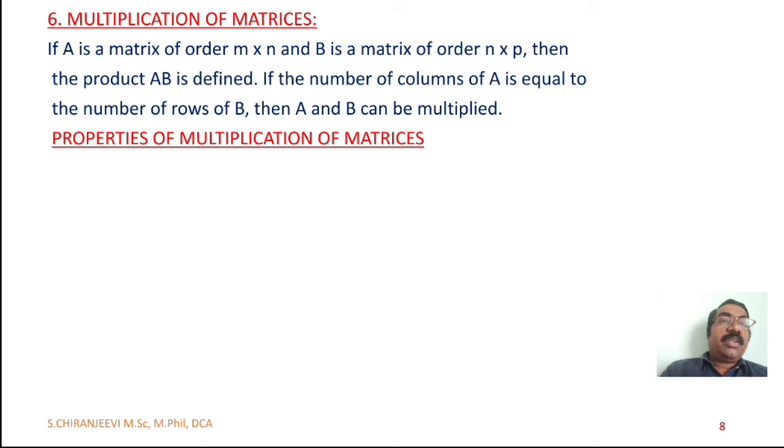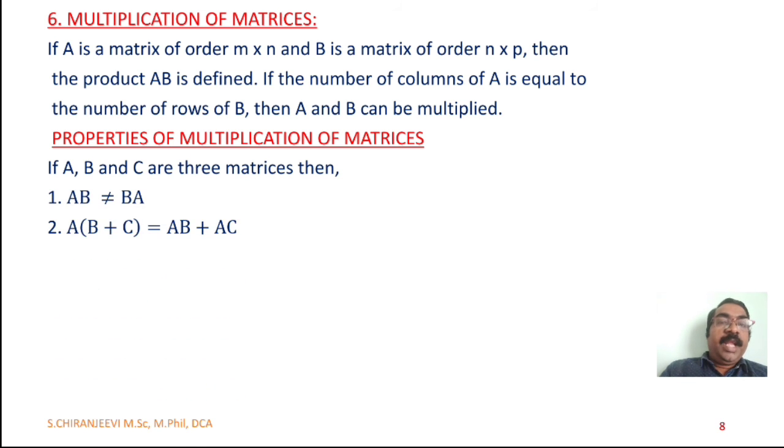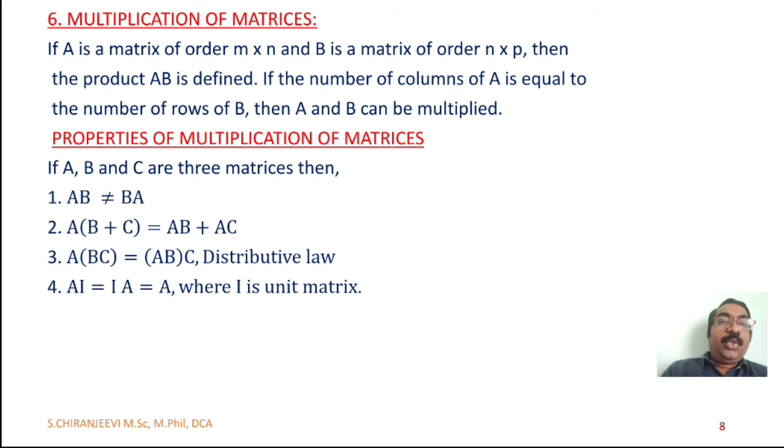Properties of multiplication of matrices. If A, B and C are three matrices, then A into B is not equal to B into A. A into B plus C equal to AB plus AC, which is the distributive law. A into BC equal to AB into C, which is the associative law. A into I equal to I into A equal to A, where I is a unit matrix.